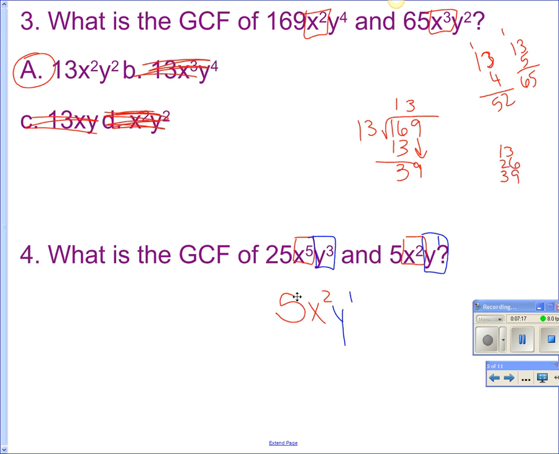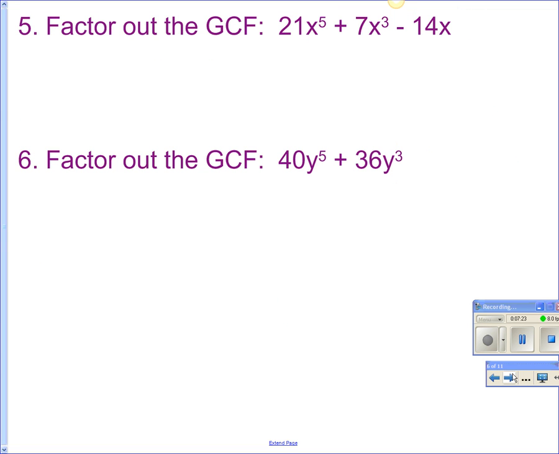Okay. All right, does anybody have a question on that one? All right, now we're going to add one extra step, and that will be what we're working on today. So write this one down. 21x to the 5th plus 7x to the 3rd minus 14x. So we're going to add an extra step on this one.